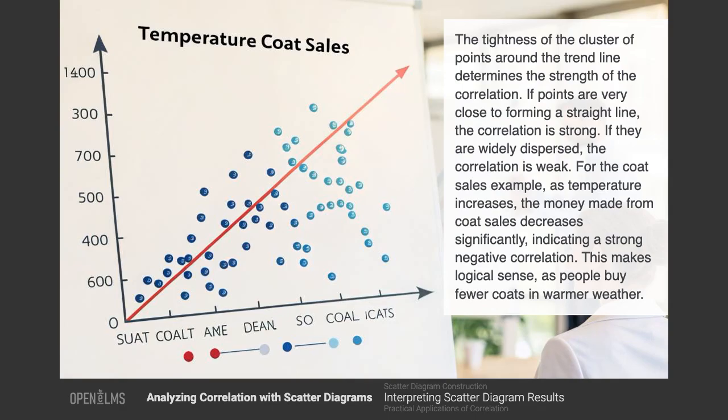The tightness of the cluster of points around the trend line determines the strength of the correlation. If points are very close to forming a straight line, the correlation is strong. If they are widely dispersed, the correlation is weak. For the coat sales example, as temperature increases, the money made from coat sales decreases significantly, indicating a strong negative correlation. This makes logical sense, as people buy fewer coats in warmer weather.